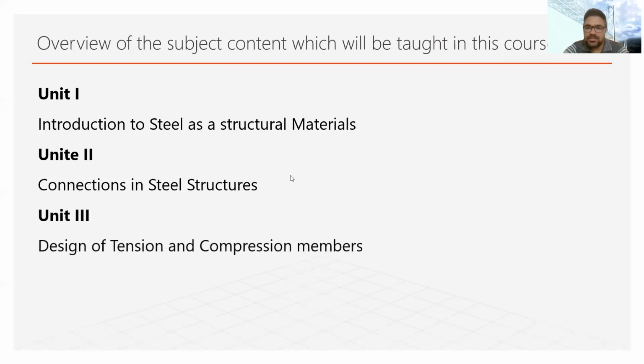Now unit 3 is probably the most important unit, as in this we will study in detail about the tension members, their behavior and applications in various structures, their design considerations and the factors affecting the strength of tension members. We will design tension members as per IS code.